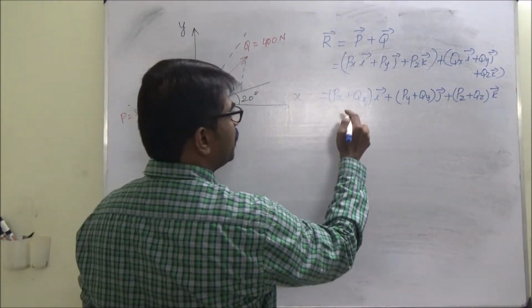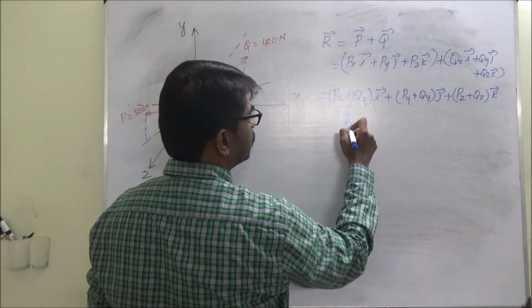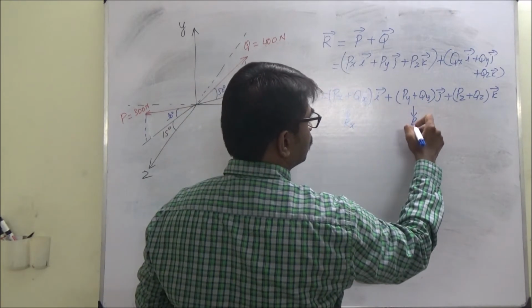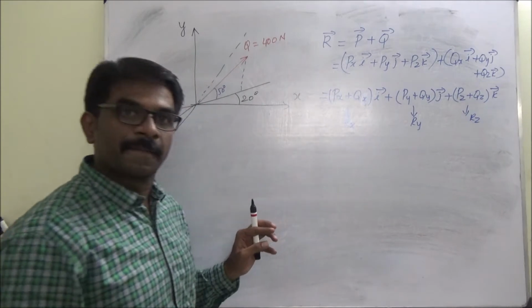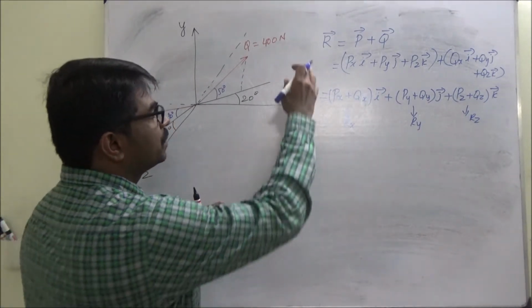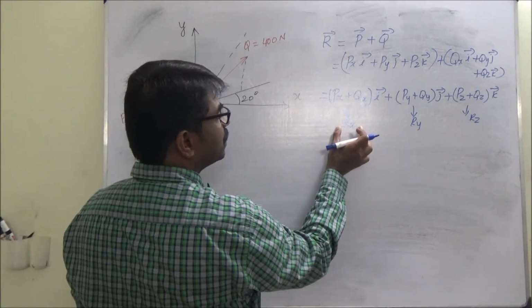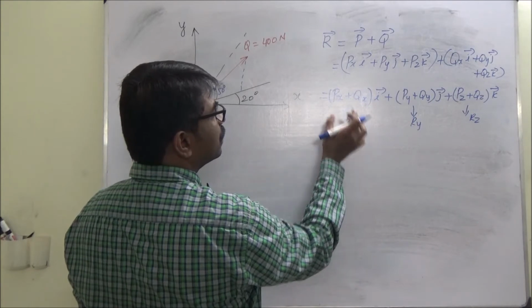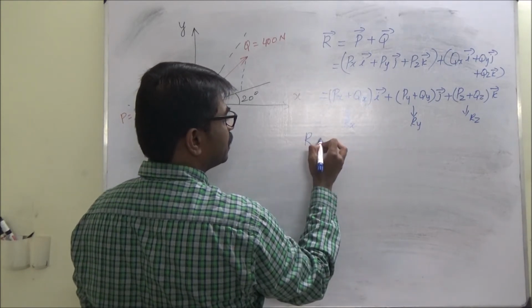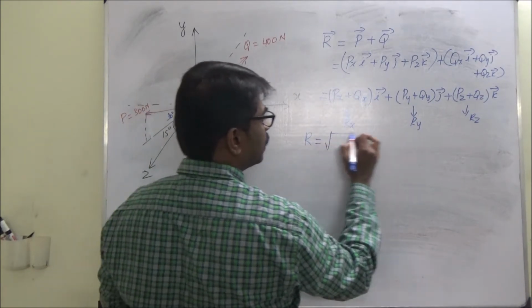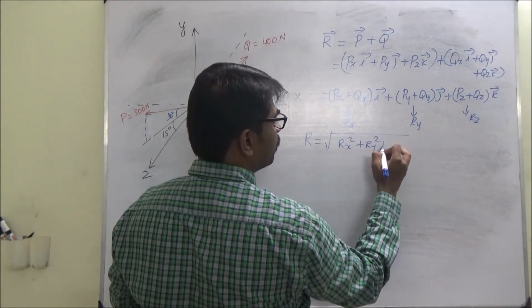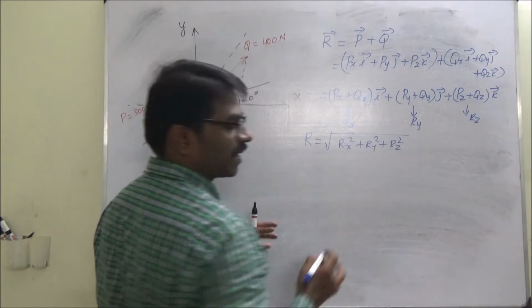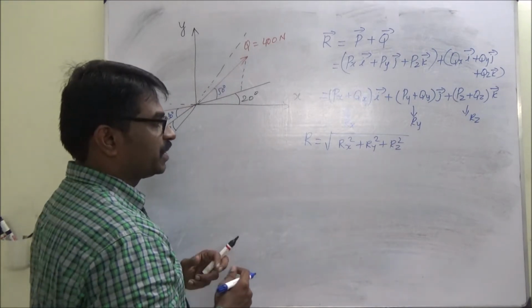So this is going to be your Rx, Ry, or Rz. Okay. So the magnitude can be obtained by the square root of Rx square plus Ry square plus Rz square. We can find out the magnitude.